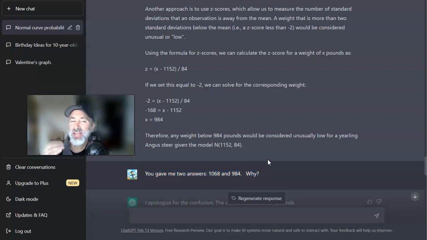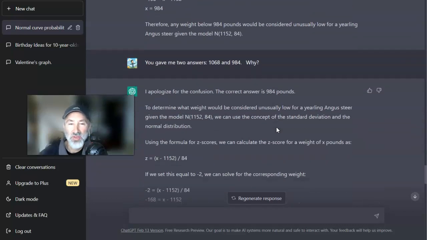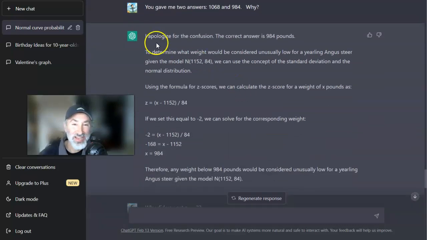And I love the fact that I didn't have to say a whole lot. I kept my language down to a minimum. So let's see how ChatGPT responded. So they come back and they say, I apologize for the confusion. Artificial intelligence is pretty dang polite.